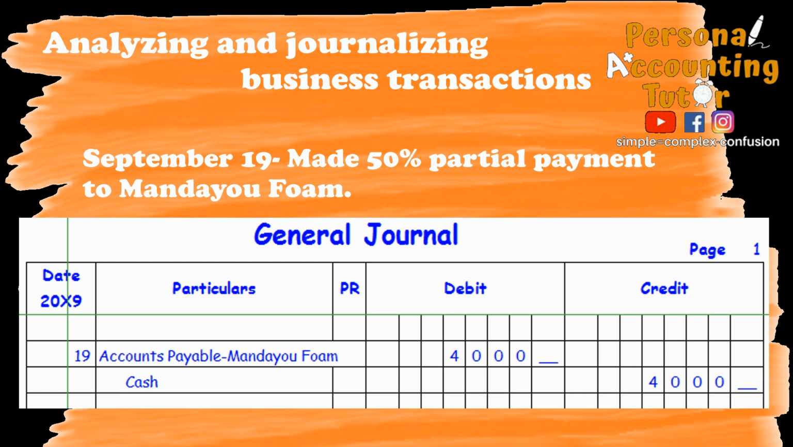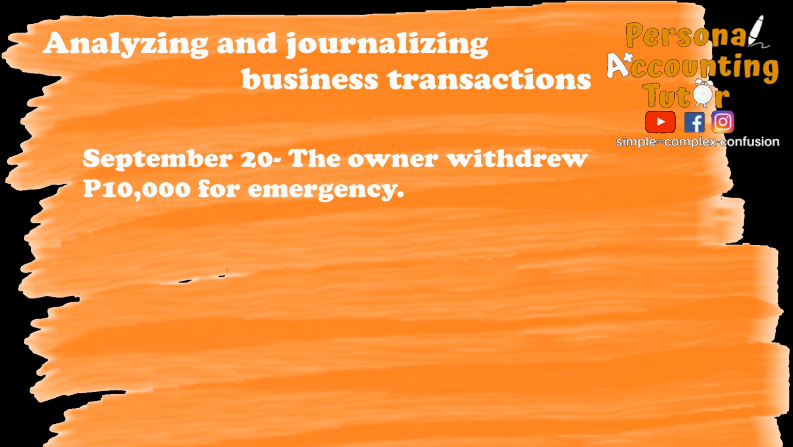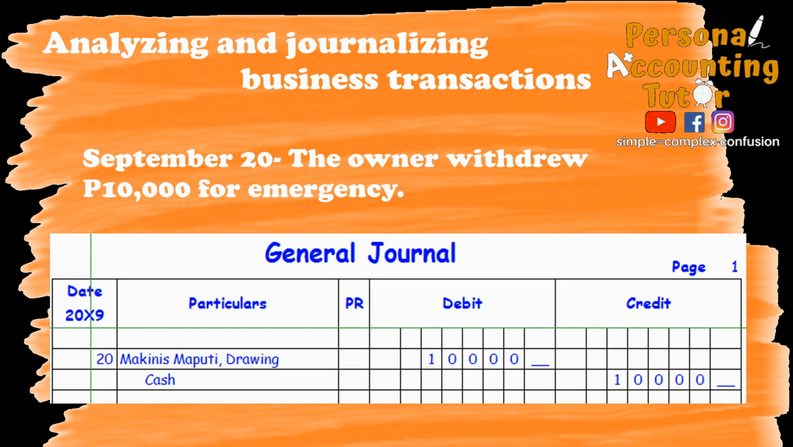Next, September 20. The owner withdrew 10,000 for emergency. So the owner withdrew. So the entry will be debit drawing or withdrawal. You can use withdrawal 10,000 and then credit cash 10,000 because the drawing is in cash.